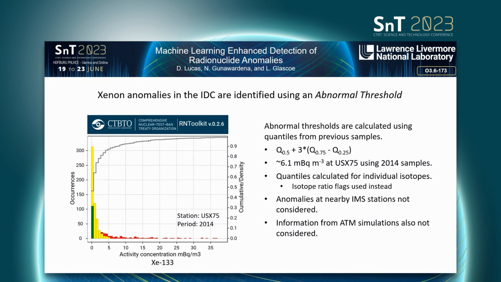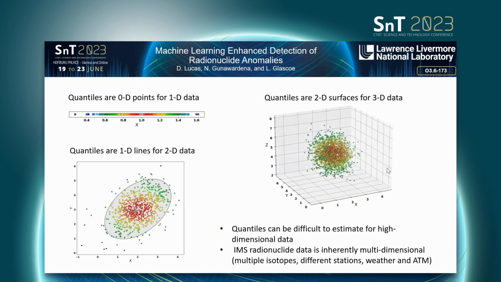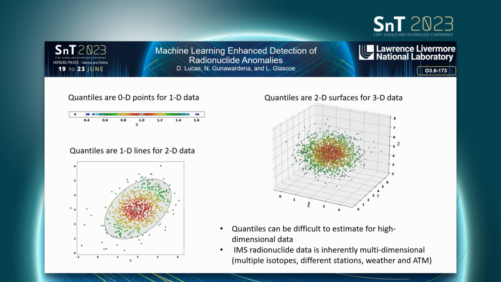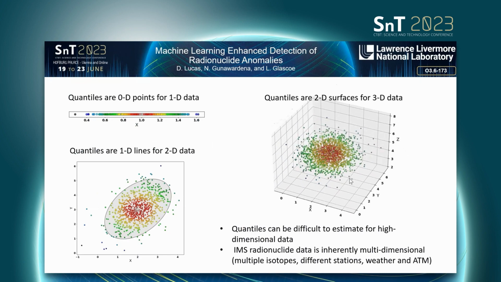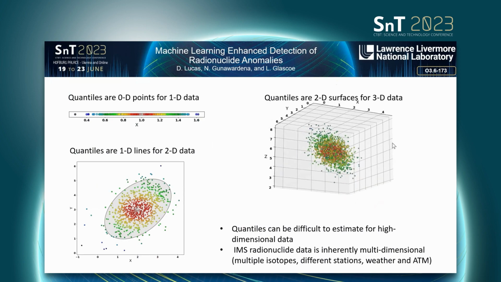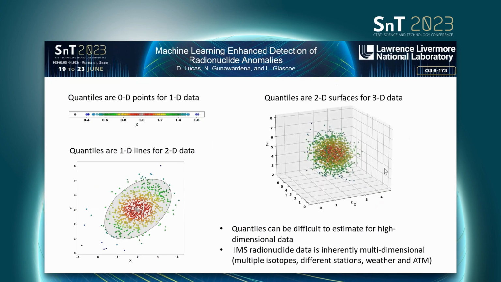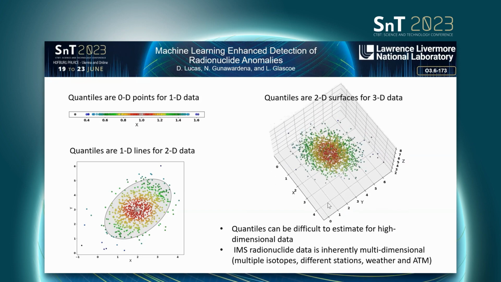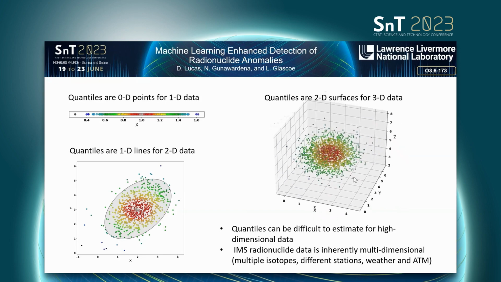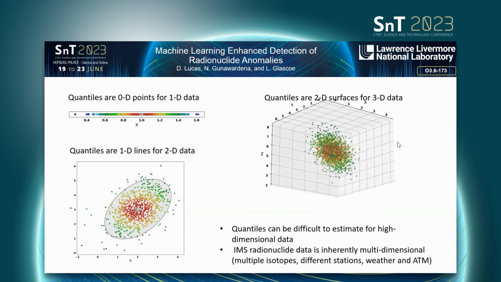And so what can you do if you want to fold in additional information? Well, it becomes challenging if you're trying to compute quantiles in higher dimensional data sets. What I was showing you before was a one-dimensional time series. It's easy to compute a quantile. It's a zero-dimensional point in a one-dimensional data set, and you can assign that value very easily.